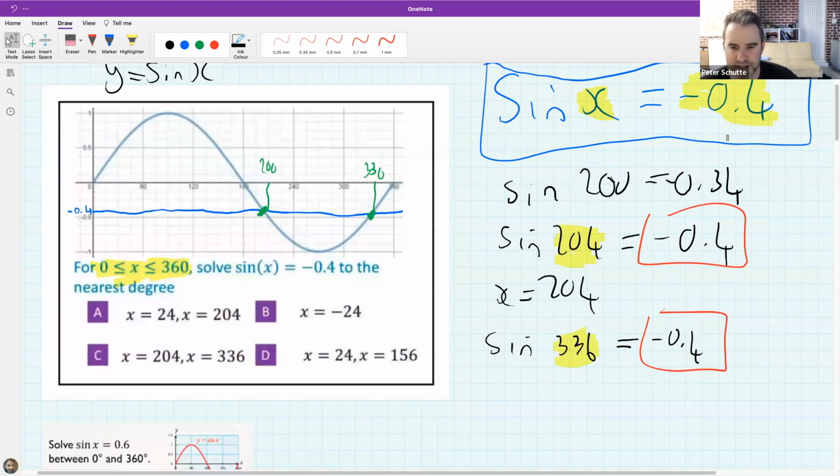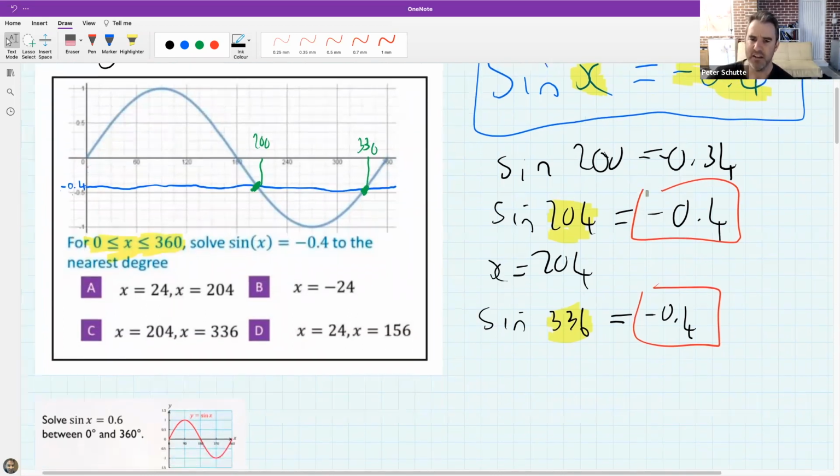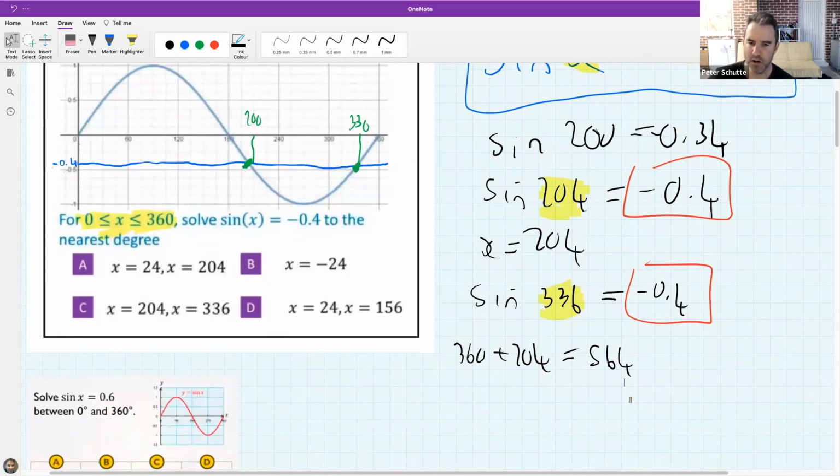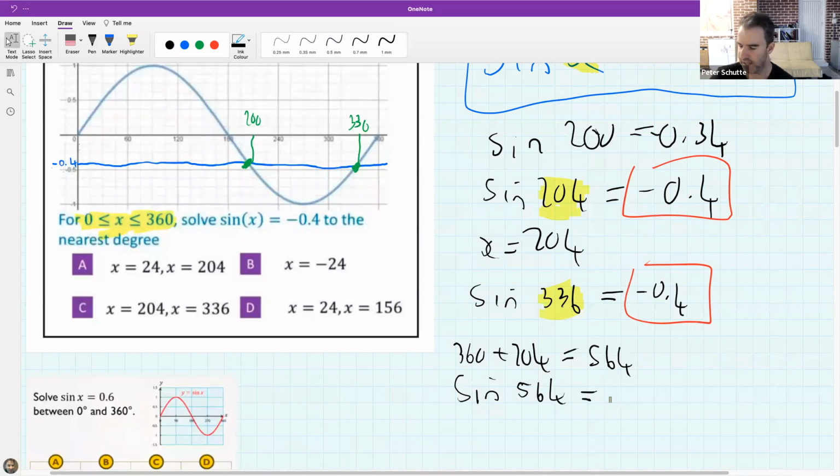Give me a thumbs up if that makes some sense to you now. I'm just looking for answers at this stage. I haven't given you a method. I've gone fishing, basically, and I found two. Now, I'm going to be a little bit sneaky. I'm going to add 360 to 204, just to show you something interesting. 360 plus 204, I get 564. I want you to type the sine of 564 in and see what you get.